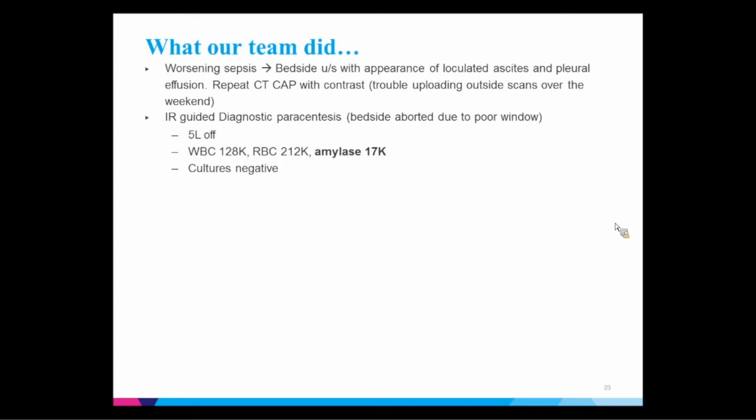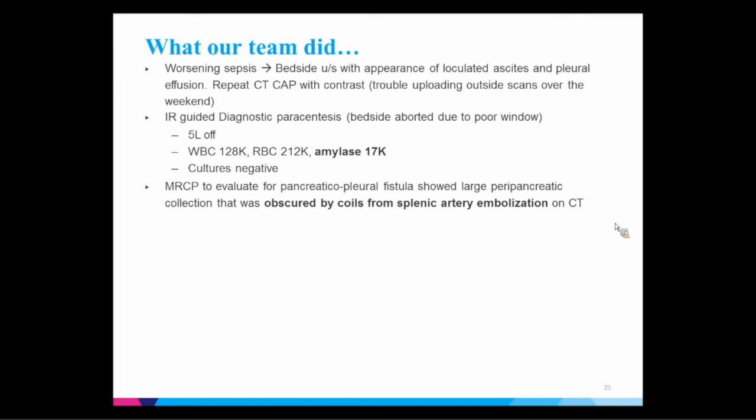The study showed a white blood cell count, this is in the ascites fluid, of 128,000 white blood cells, 212 red blood cells, and then an amylase of 17,000, which is something that I have almost never seen before. And then cultures were still negative. We ended up getting an MRCP. If you read the notes, it seems like the liver team came up with this, but not exactly.